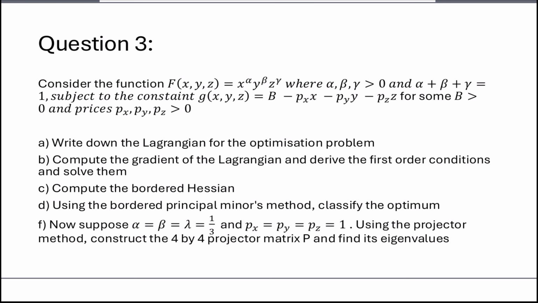Write down the Lagrangian for the optimization problem, compute the gradient of the Lagrangian, derive the first order conditions and solve them. Compute the bordered Hessian using the bordered principal minor method to classify the optima.